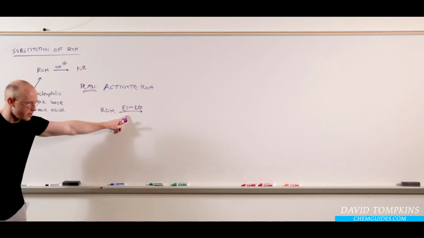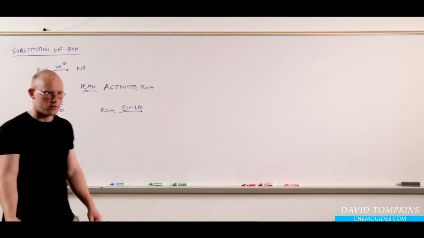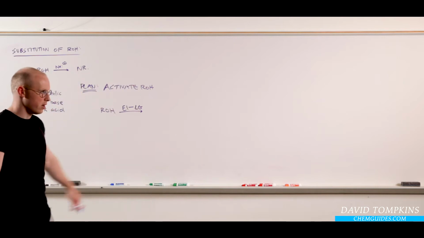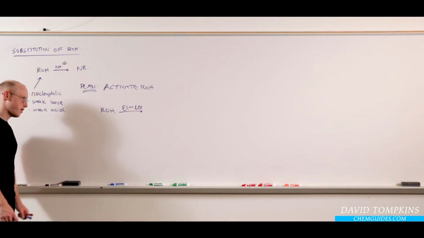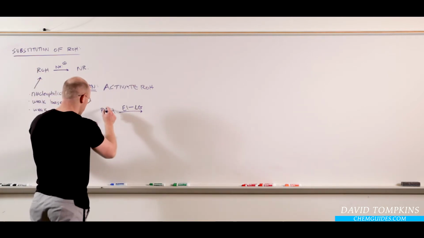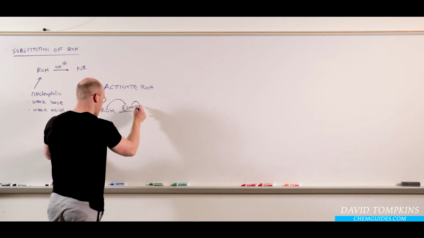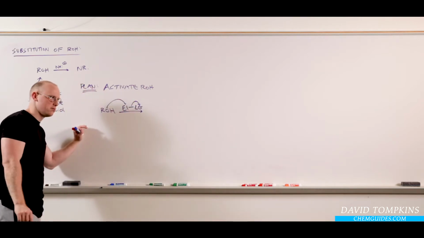This electrophilic end could be a proton in the case of a strong acid. It could be other electrophiles like phosphorus. But the alcohol will in some step attack that electrophile, usually first.